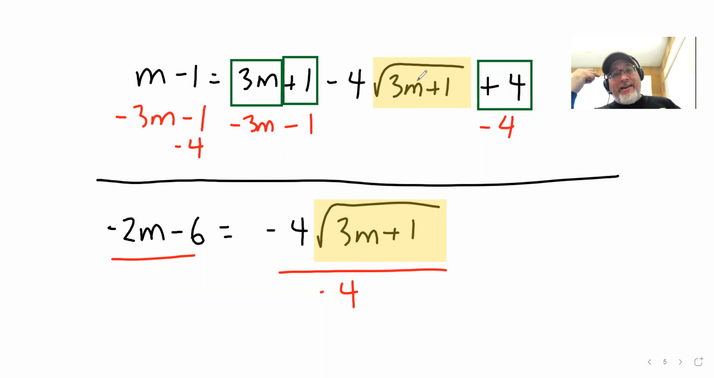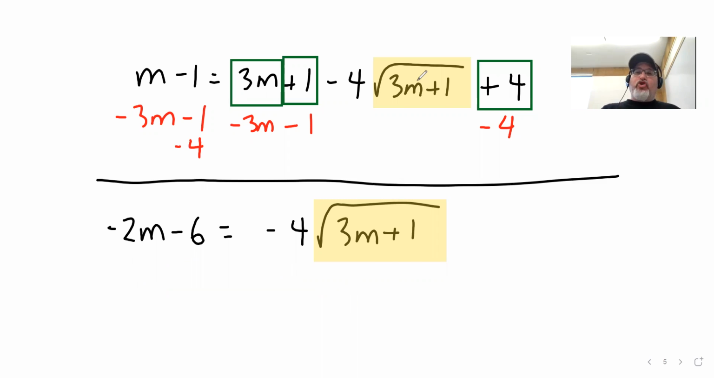Now, I know I'm about to violate the step that I just said, which is isolate the square root. But let's be honest. What we're trying to do is to set up the equation so that we can square and get rid of the square root.